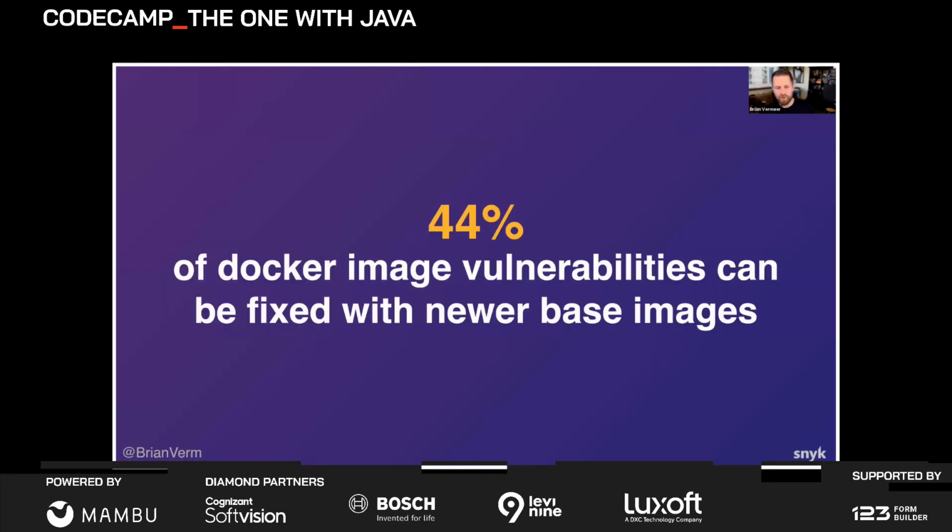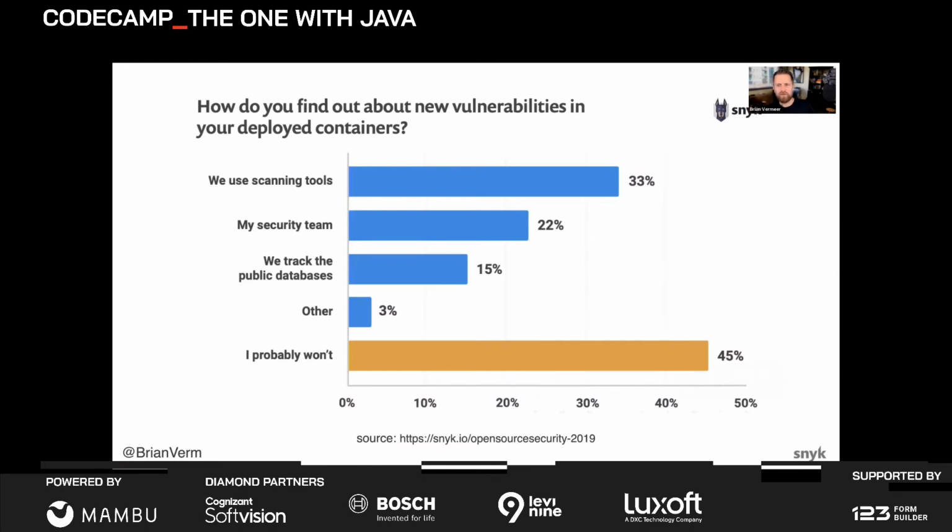And did you know that 44% of the Docker image vulnerabilities can be fixed by just putting in a newer base image? We ask people, hey, how do you find out about new vulnerabilities in the deployed containers? A lot of people don't, which is interesting. But think about that. If you just switch out the base image to a newer version or some other version based on another operating system, as long as it doesn't harm your application, it can already fix a bunch of things that are actually vulnerable.